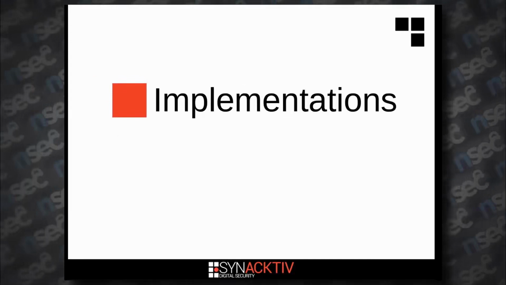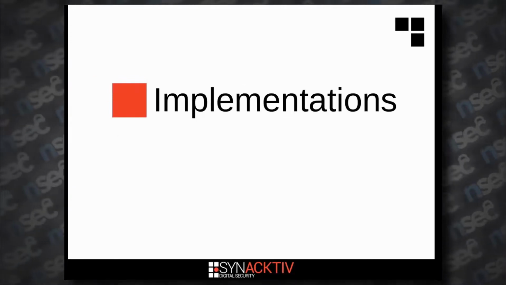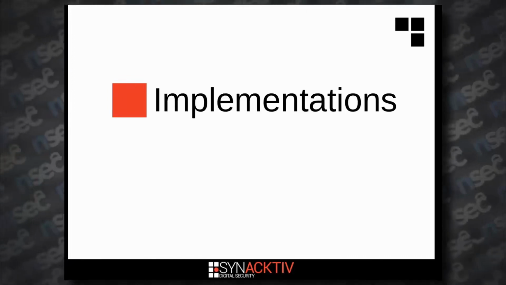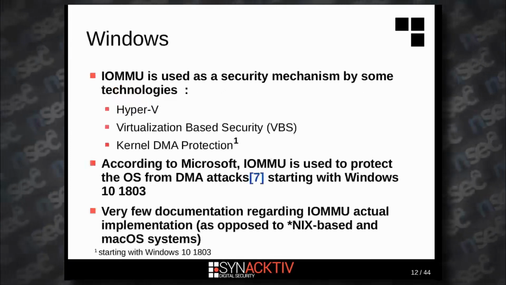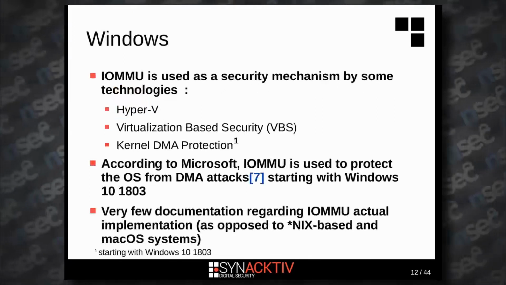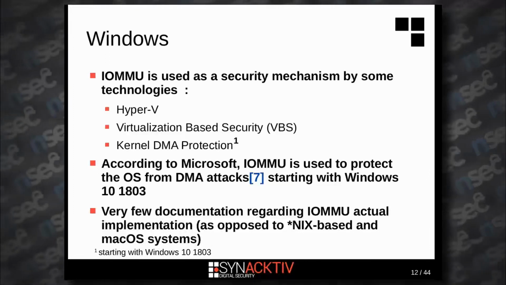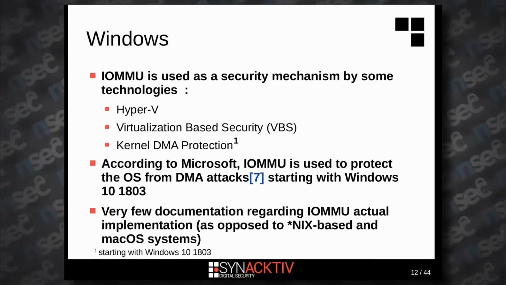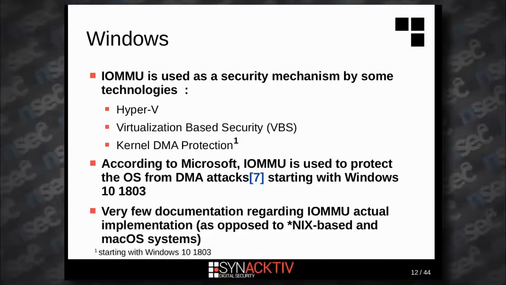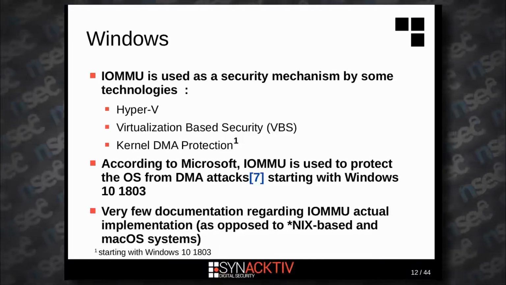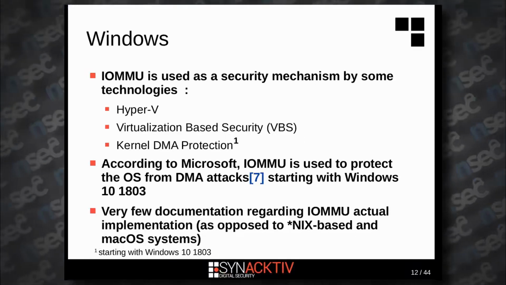Now that we've seen a bit what DMA and IOMMU are, we'll take a close look at implementations on various OSs. First, let's take a look at Microsoft Windows. On Windows, IOMMU is used by technologies such as Hyper-V, virtualization-based security, which is also called VBS, and the new kernel DMA protection. Hyper-V, you've normally heard about it, is the Microsoft virtualization technology.